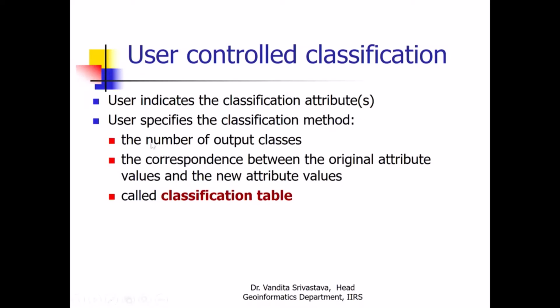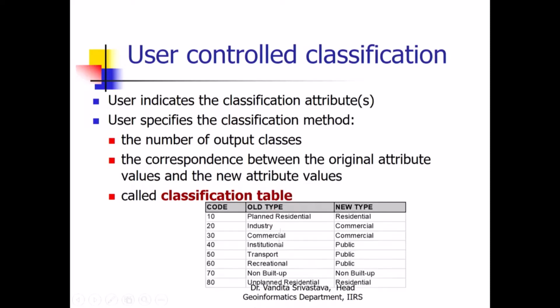The number of output classes and the classification table, all of this is given by the user, like this one. So all of these, planned residential and unplanned residential, are merged into the output class residential. Similarly, industry and commercial are merged into commercial. The institutional, transport and recreational are merged into public. So this is the new classification scheme. This is the old classification scheme. But here the classification scheme, the number of output classes, the input classes, everything is decided by the user.